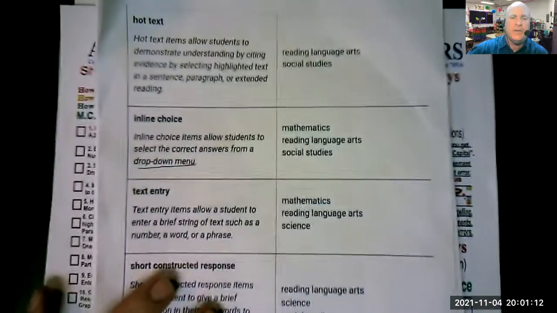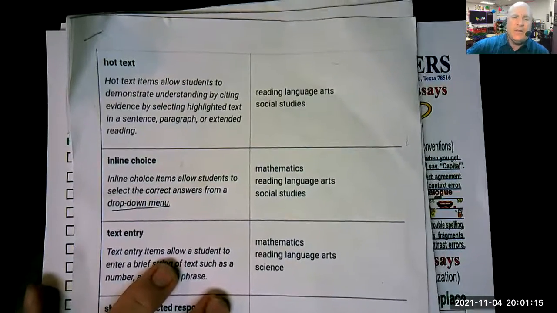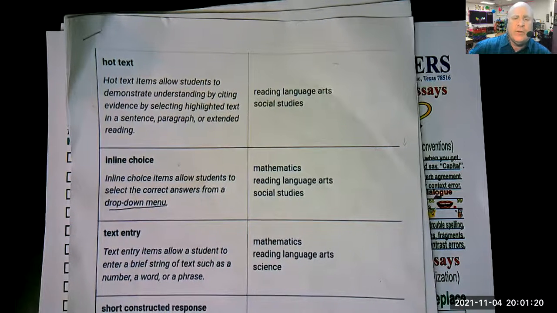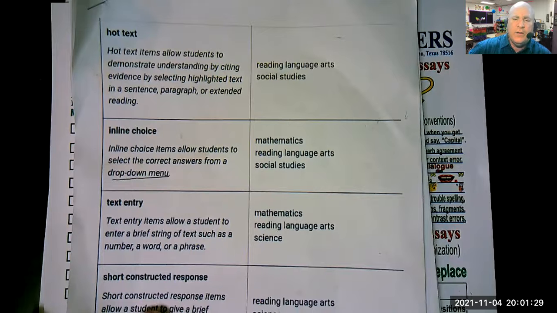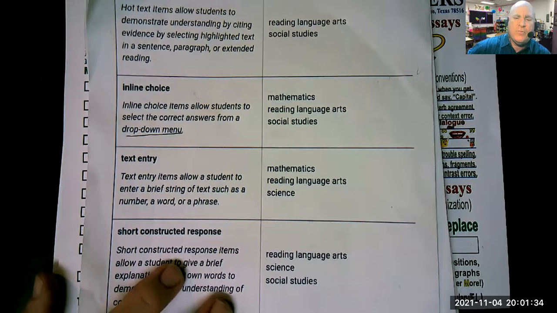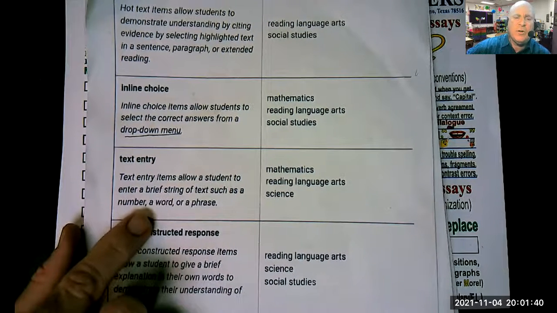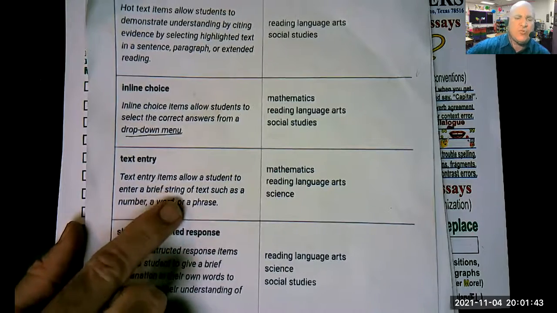I want to share with you my screen. First, we'll share the document that has been given to us by the state. And this is on one of my earlier posts last month or the month before for reading language arts teachers and social studies teachers. There's hot text, math, reading language arts, social studies, inline, where there's a drop down menu, math, reading language arts or science, text entry, where you have to enter a number, a word, or phrase, at least a string of text.